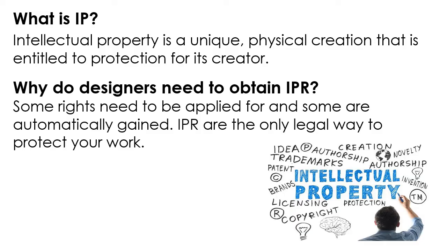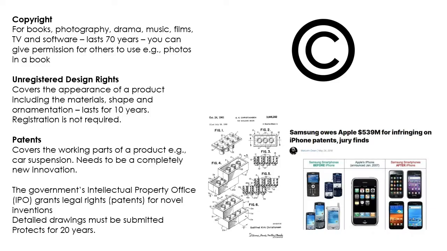So why do we need that? Some of the rights are automatically gained, but intellectual property rights are the only legal way to protect your work from being stolen or shared without your permission. So it's basically to protect. It could be to protect an invention or a logo or the shape and style of something. So that's what intellectual property rights are. Let's go through each of the different types.